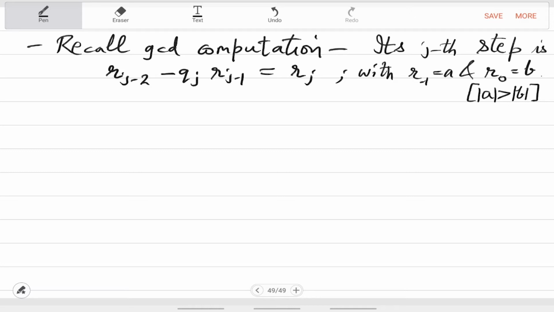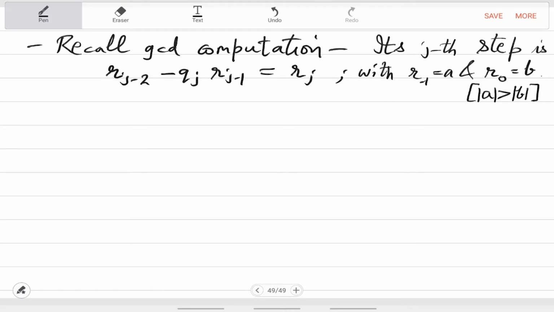So how many iterations were there in Euclid GCD algorithm? Yes, around log B many iterations. Here the number of iterations is not so small, in contrast to Newton iteration. Here the number of iterations is more. But still we can do the same analysis.